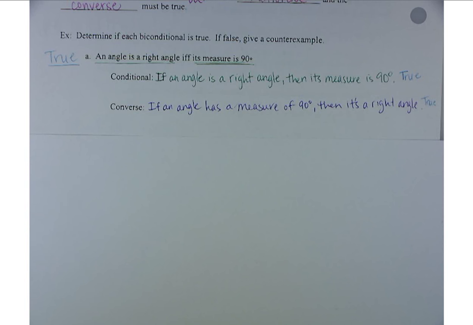If one of these is true and one of these is false, what do you think the biconditional is? False. Okay, and obviously if both of them are false, it would be false. So even if one is true and the other is false, the entire biconditional would be false. Okay, let's try B.